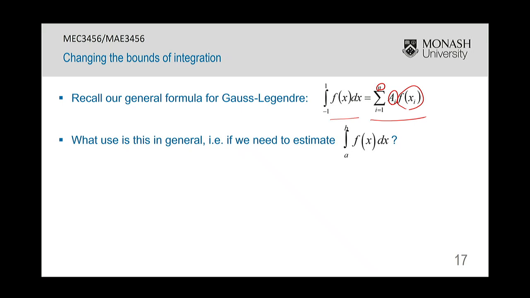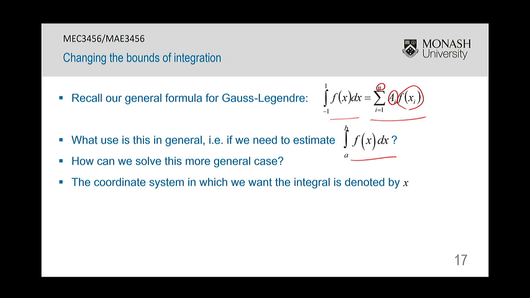But this is not really very much use in general, because in general we need to estimate an integral from a to b, not from -1 to 1. So how can we use that to integrate an expression like that? So how do we solve the more general case? Well, we're going to do this by making a coordinate transformation.